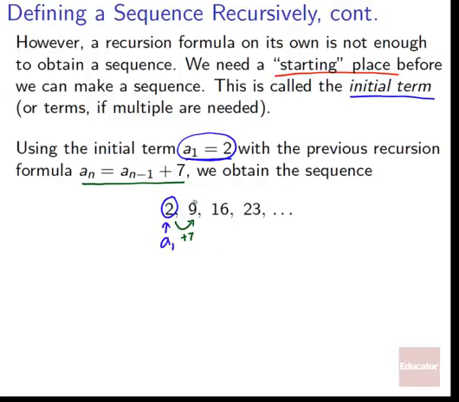So 2 plus 7 gets us 9. To get to the next one, we have plus 7. So that gets us 16. To get to the next term, we have plus 7. That gets us 23. Writing out exactly what happens, if we want to know what a2 is going to be equal to, right?